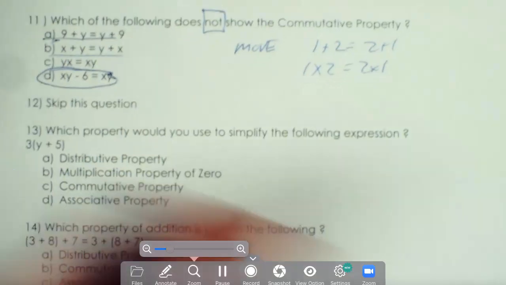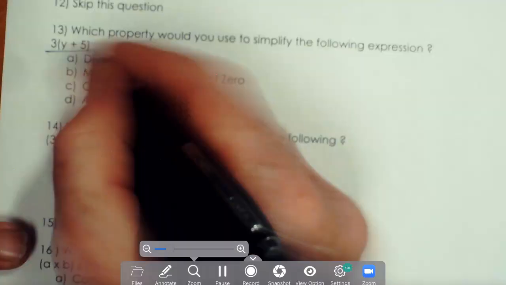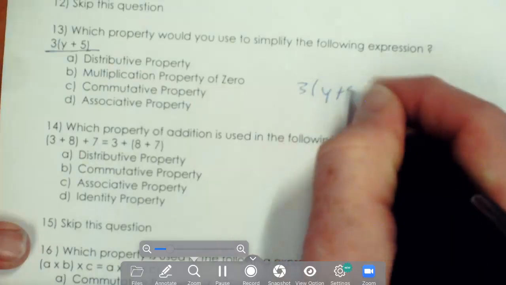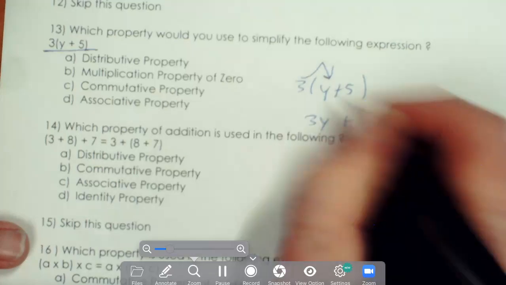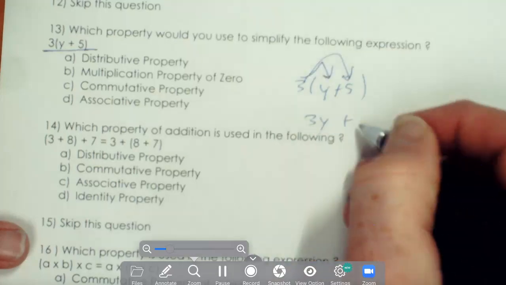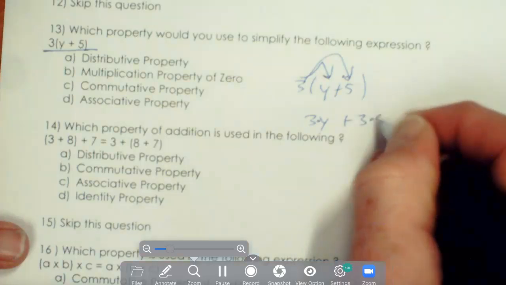All right, let's skip 12. Which property would you use to simplify the following expression? 3 times (y plus 5). Well, again, I would just distribute this: 3y, or 3 times y plus 3 times 5.